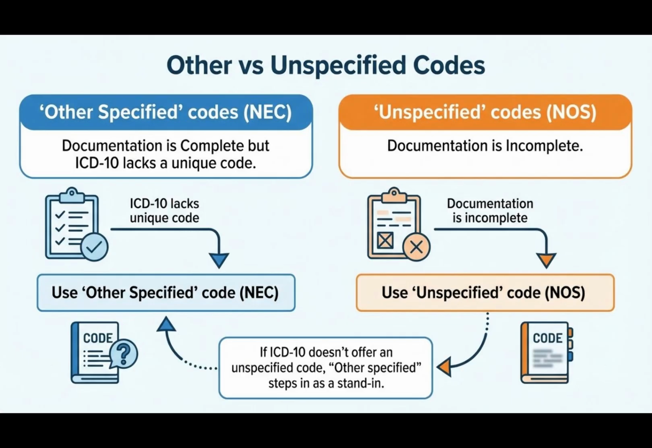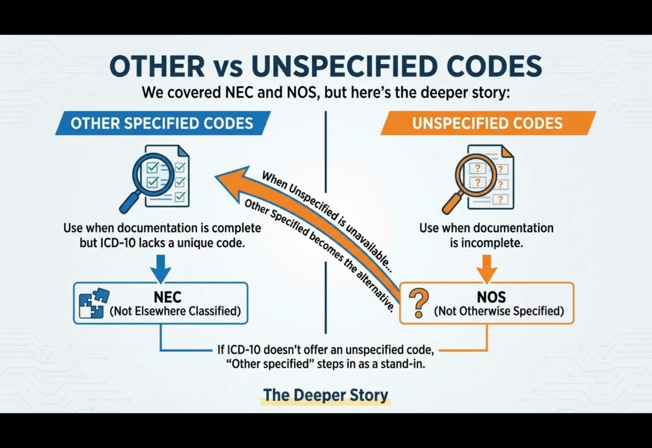Other specified codes: use when documentation is complete, but ICD-10 lacks a unique code. Unspecified codes: use when documentation is incomplete. If ICD-10 doesn't offer an unspecified code, Other Specified steps in as a stand-in.